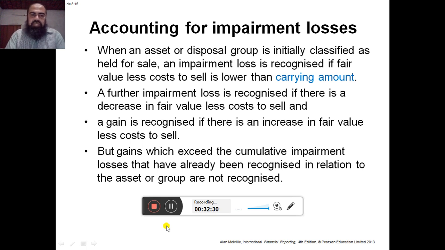So the journal entry will also be reversed. In this case, the asset itself will be debited and the profit and loss account would be credited. And finally, there is a point to consider. If gains exceed the cumulative impairment losses, I stop here.